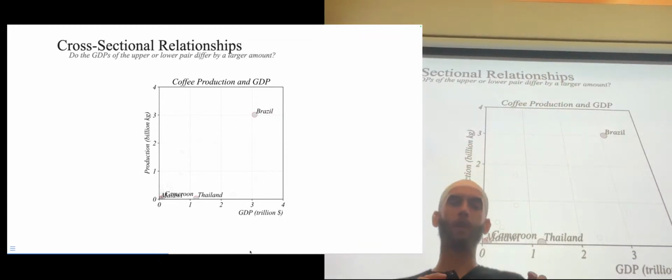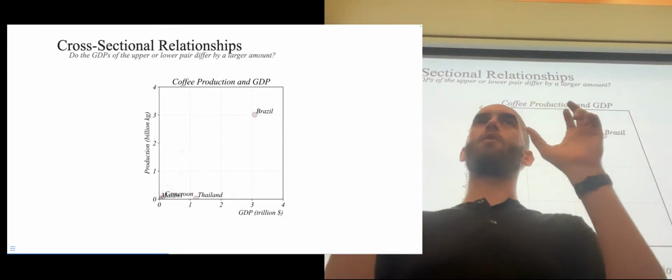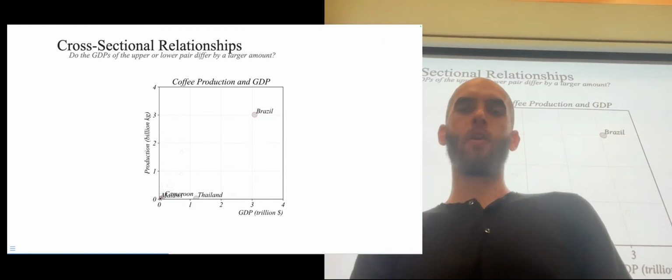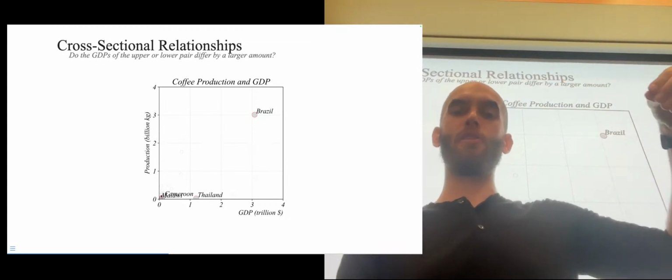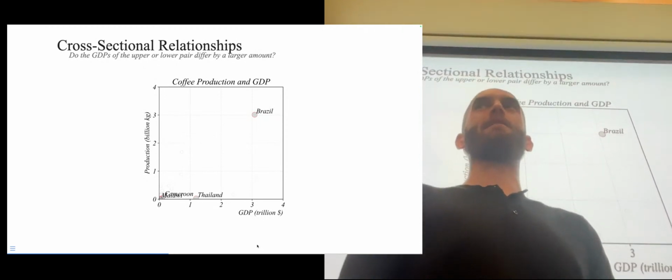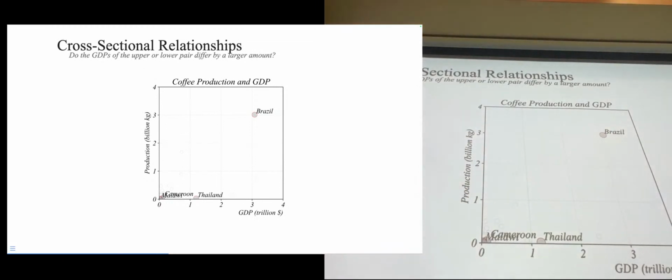My question for you is, does the upper pair or the lower pair differ by a larger amount? So do Cameroon and Malawi differ in GDP on the horizontal axis by more or less than Thailand and Brazil? Take maybe like 20 seconds here. Upper pair or lower pair have a larger difference? Just give your neighbor an answer.